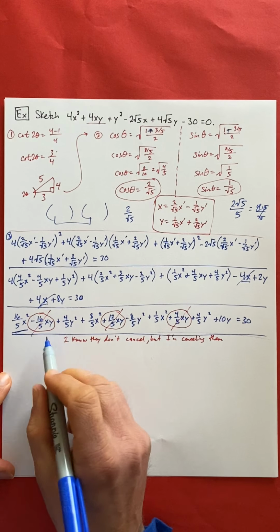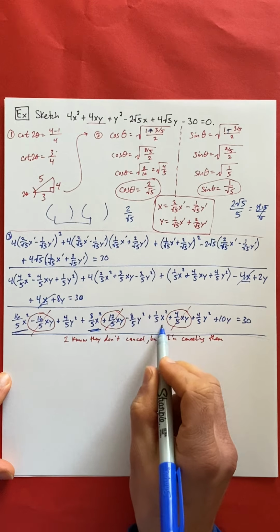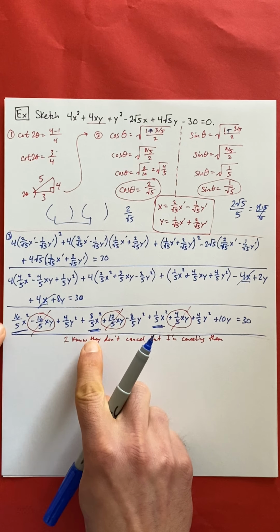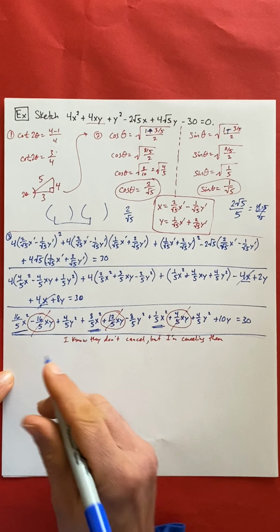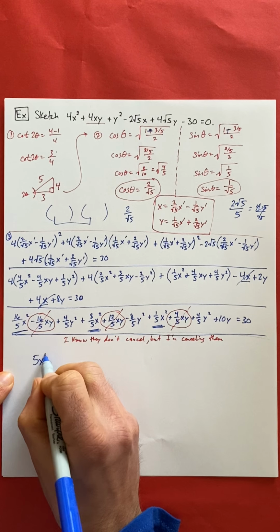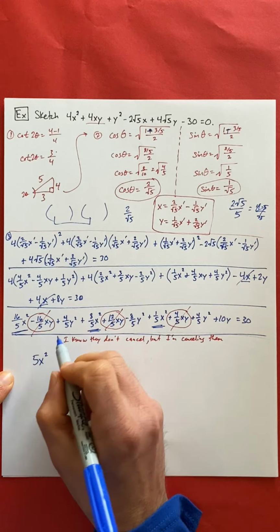So there's an x squared, there's an x squared, there's an x squared, and that's going to give me 16 plus 8 plus 1, 24. That's 25 over 5, or that's 5x squared. Remember we said yesterday, they tend to work out pretty nice like that.